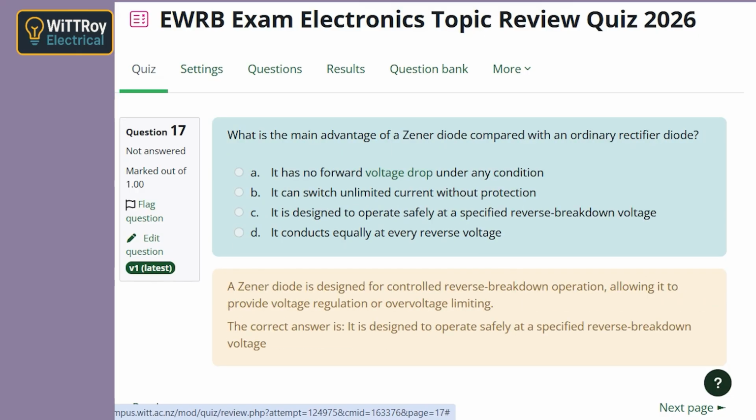Question 17. What is the main advantage of a Zener diode compared with an ordinary rectifier diode? I selected it is designed to operate safely at a specified reverse breakdown voltage. Yes, you got that one. A Zener diode is designed for controlled reverse breakdown operation, allowing it to provide voltage regulation or overvoltage limiting. Yes, I could explain that without relying on the wording of the options.